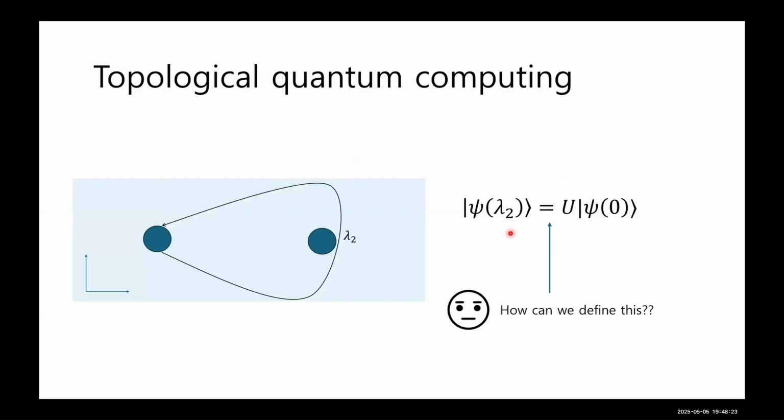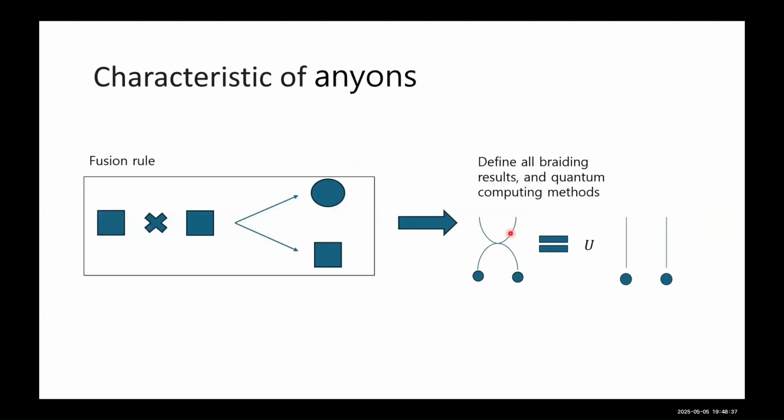So how can we make this topological quantum computing? I mean, how can we define these unitary sets? As I mentioned, we can make a finite unitary set by changing their location. So let's see. To know that, we have to know characteristic of anyons first.